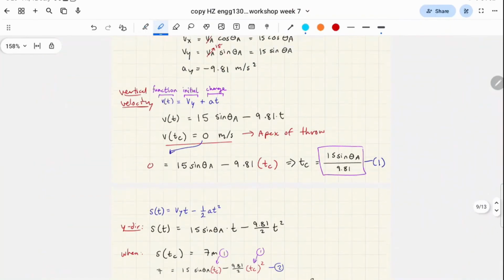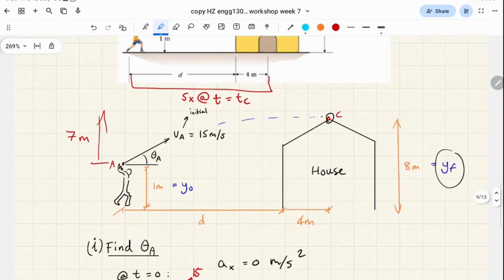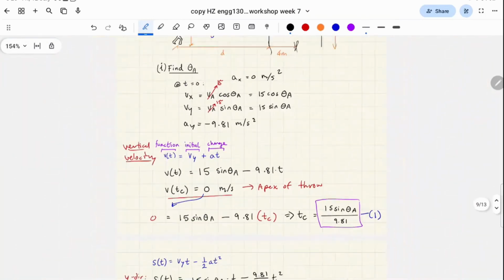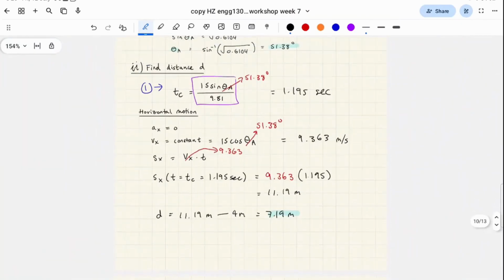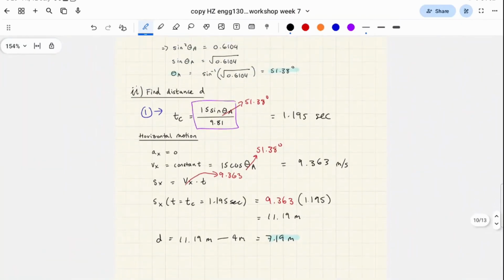It's minus 4 meters because the distance from the center of the house to the edge of the house is 4 meters. Any questions with that? Okay. It's annoying, but each of the steps hopefully makes sense. It's just a long question.